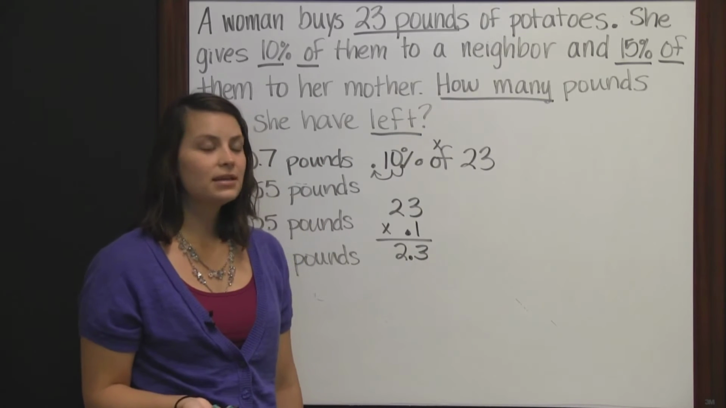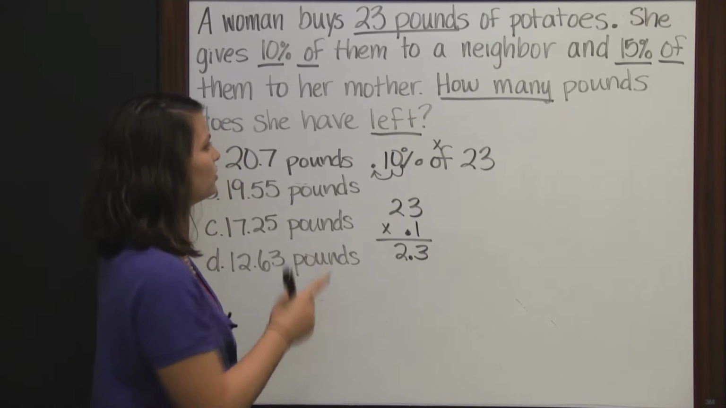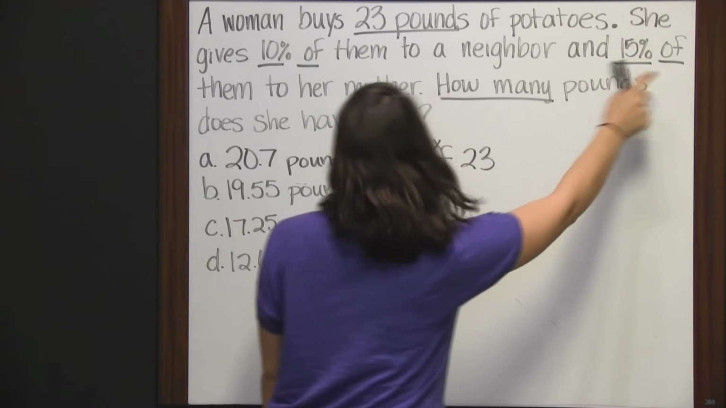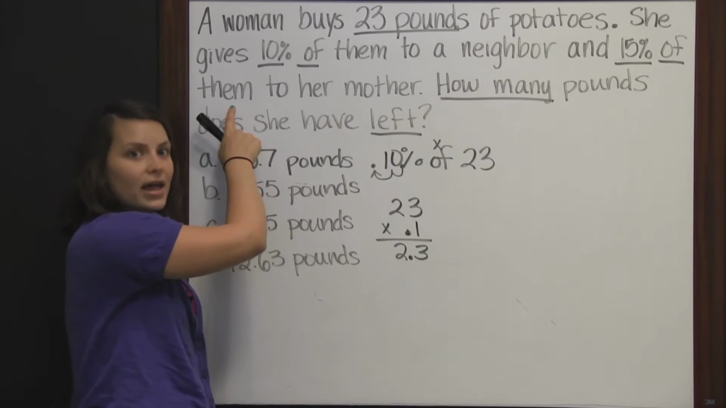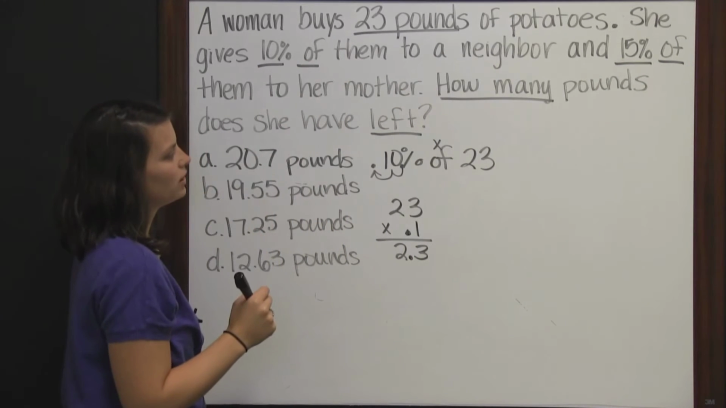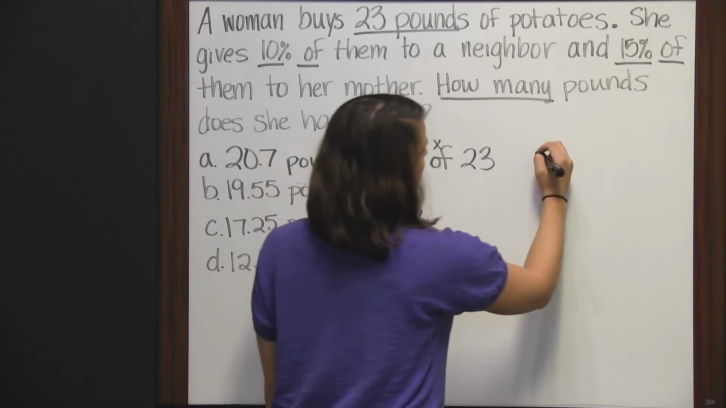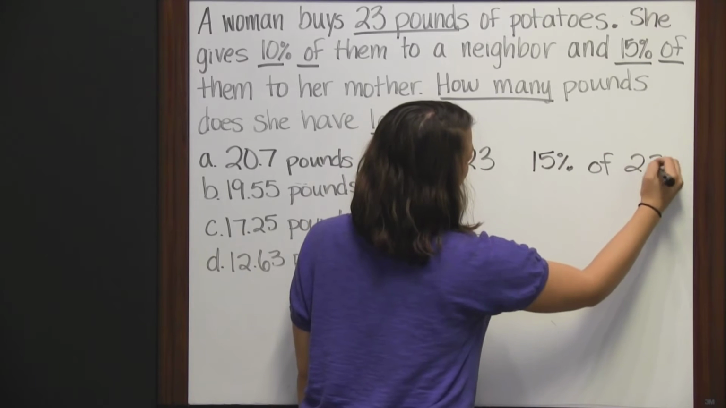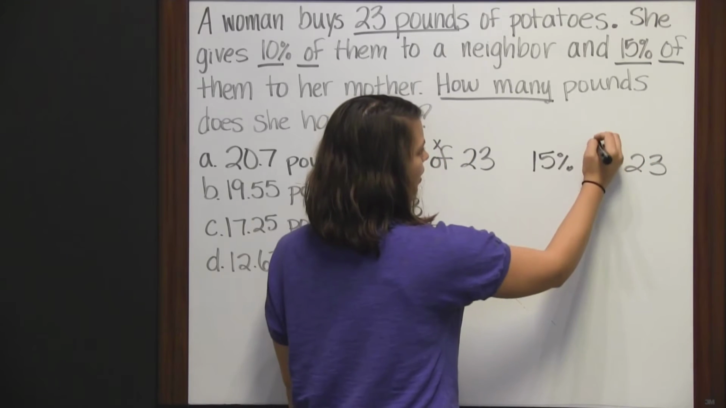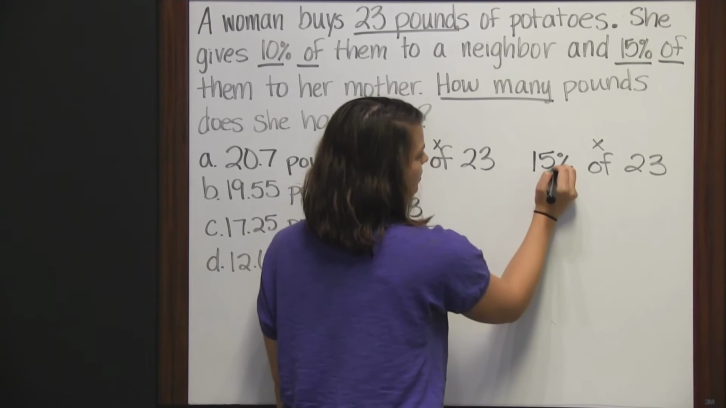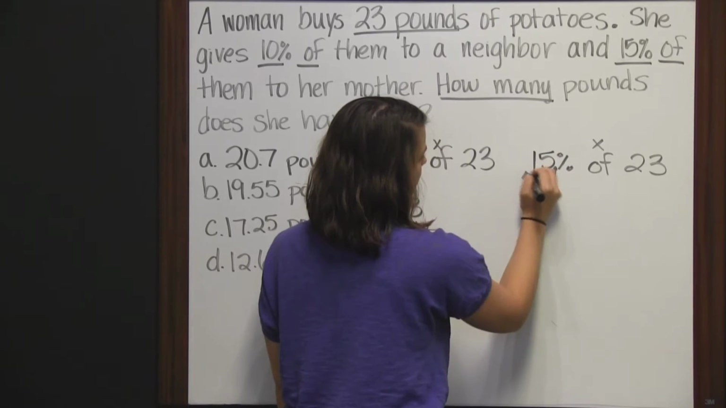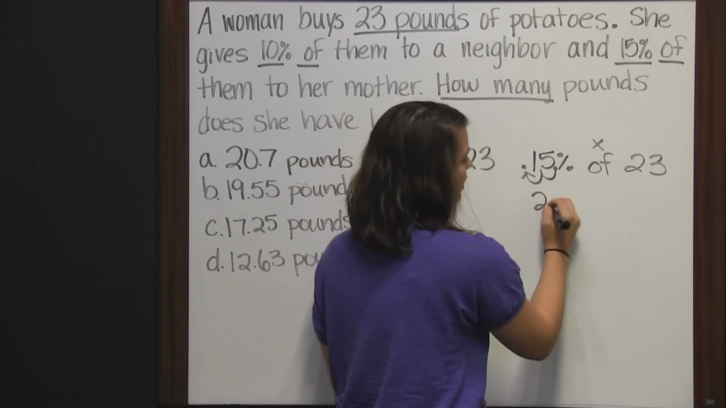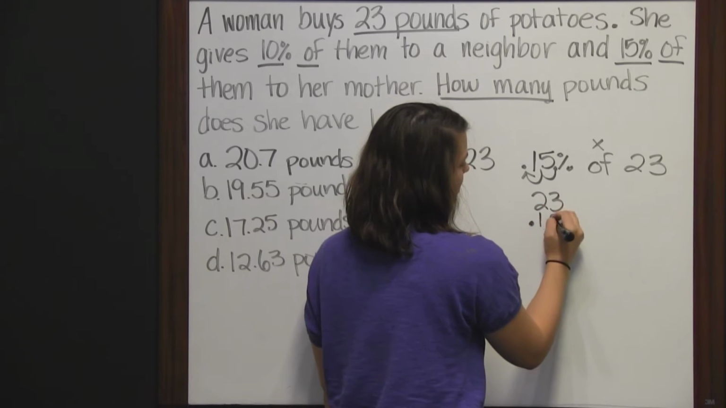Now we're going to do something similar to figure out how much was given to her mother. To her mother, she gave 15% of them. And again, the them refers back to the 23 pounds. So 15% of 23 pounds. And again, of means to multiply. And we have to change our percent to a decimal. Move it 2 places to the left. So now we're multiplying 23 times 15 hundredths.